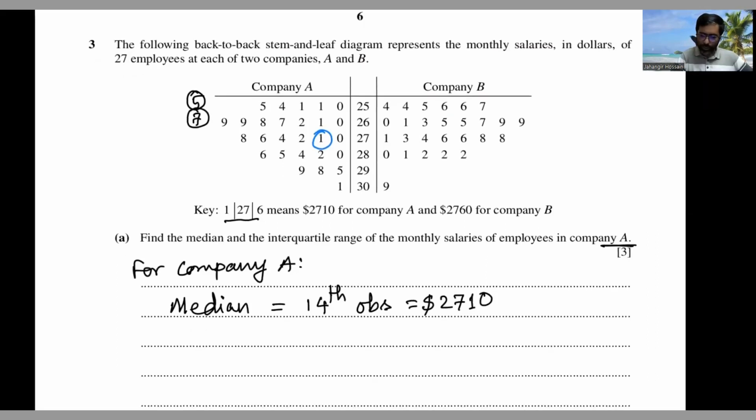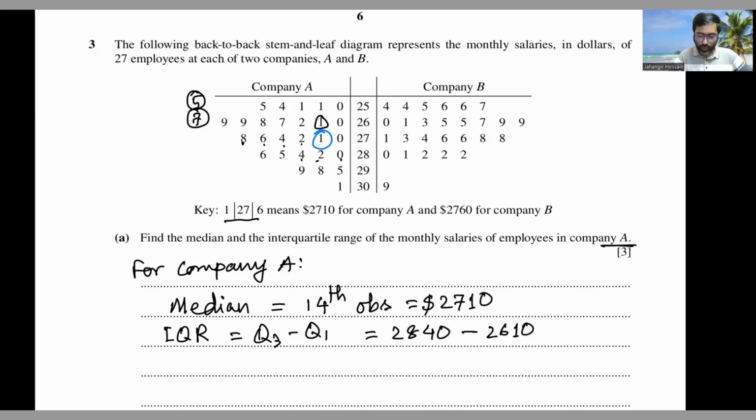Then to find the IQR, the IQR is Q3 minus Q1. Now we have 13 salaries below this median and 13 salaries above this median. So Q1 and Q3 will be the middle of those salaries. Above it, that is 13, the middle value is the 7th. So 1, 2, 3, 4, 5, 6, 7. So Q3 is 2840, minus Q1. Q1 is the 7th here, 2610.